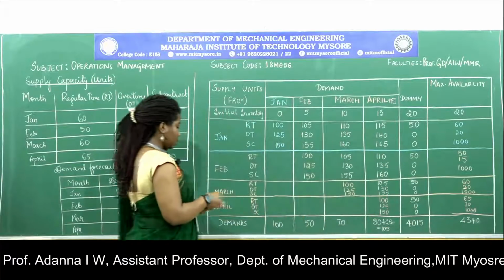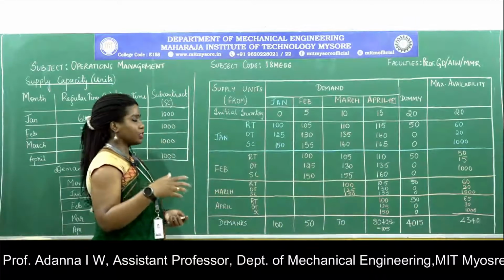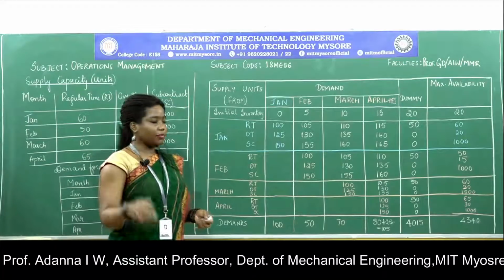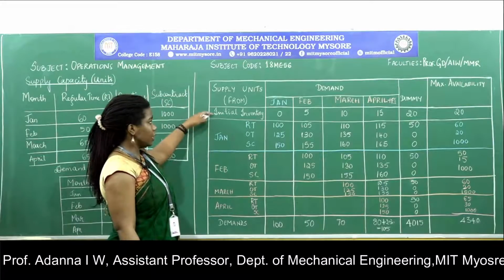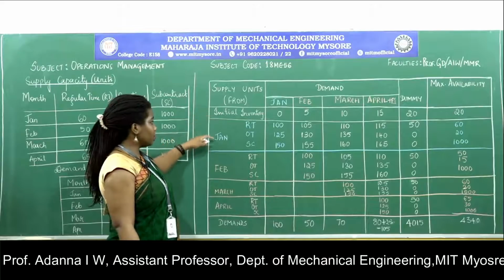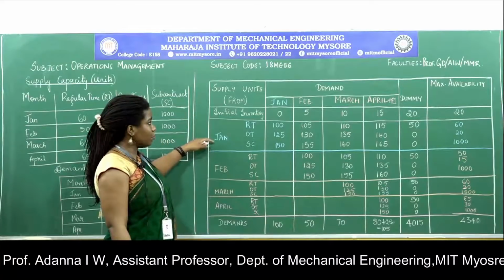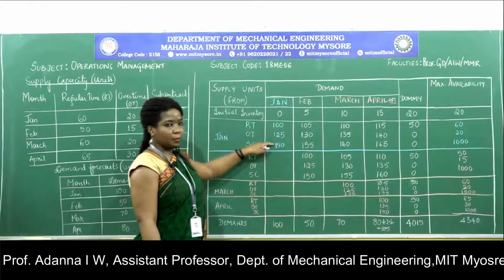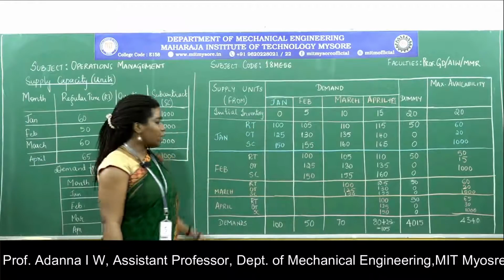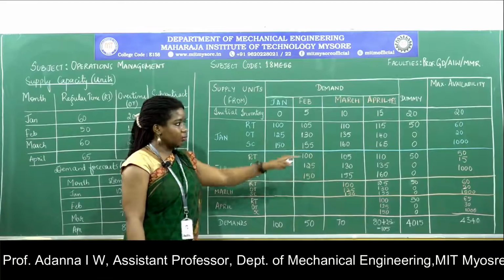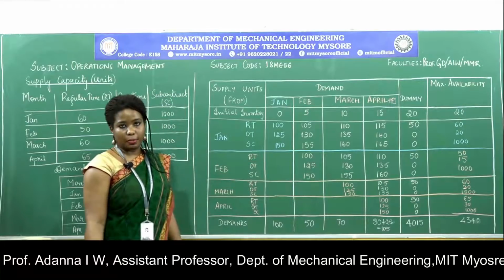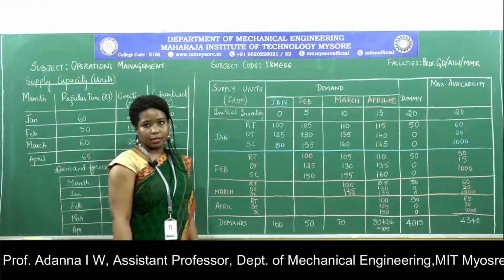What does this table mean? Unlike the previous transportation table, everything is not specified. So what do you have here? You have initial inventory given to you. You have the time periods given to you. So from one time period, corresponding time period, what are the units available? From one time period to the end of the time period, if it is remaining, what happens? So this is the information that is given in this table.